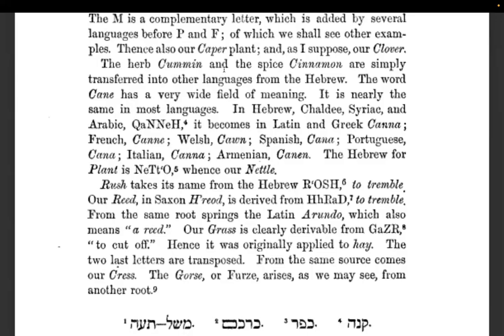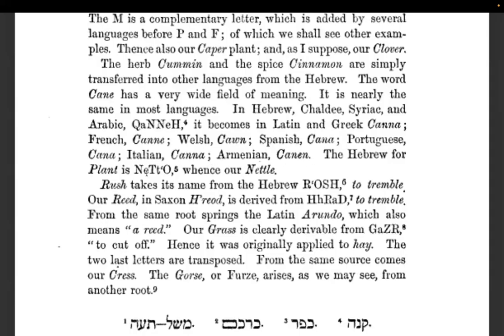The herb cumin and the spice cinnamon are simply transferred into other languages from the Hebrew. The word cane has a very wide field of meaning. It is nearly the same in most languages. In Hebrew, Kasdim, Syriac, and Arabic, Kene, it becomes in Latin and Greek, Kana, the French Cain, the Welsh Can or Cain, and the Spanish Cana. Portuguese Cana, Italian Cana, and Armenian Canang.